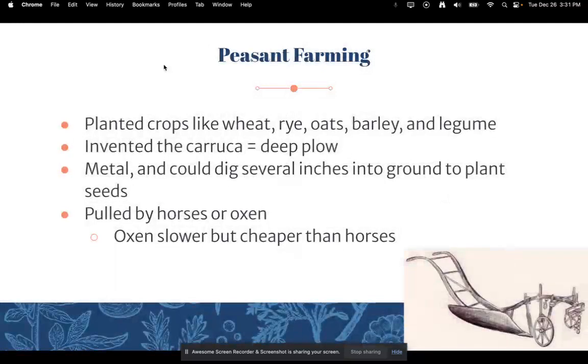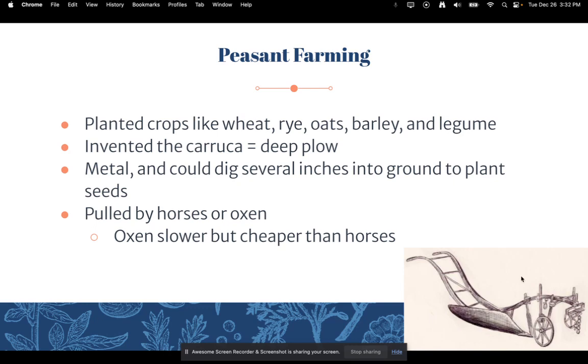All right, so most of the crops that were planted included wheat, rye, oats, barley, and legumes. Legumes are kind of like beans or peas. They also invented the karuca. I don't know if I said that right, but it means just a deep plow.